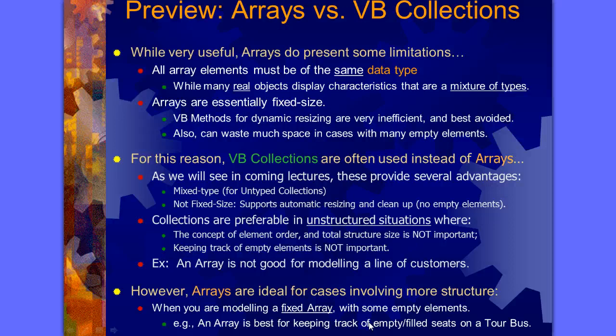Okay, while very useful, arrays do present some limitations. All arrays must be of the same data type, while many real objects display characteristics that are a mixture of types. Arrays are essentially fixed size. VB methods for dynamically resizing are very inefficient and best avoided. Also they can waste much space in cases with many empty elements. For this reason, what are called Visual Basic collections are also often used instead of arrays. We will see in coming lectures these provide several advantages. You can have mixed types, and it's not fixed size. Collections are preferable in unstructured situations where the concept of element order and total structure is not important.